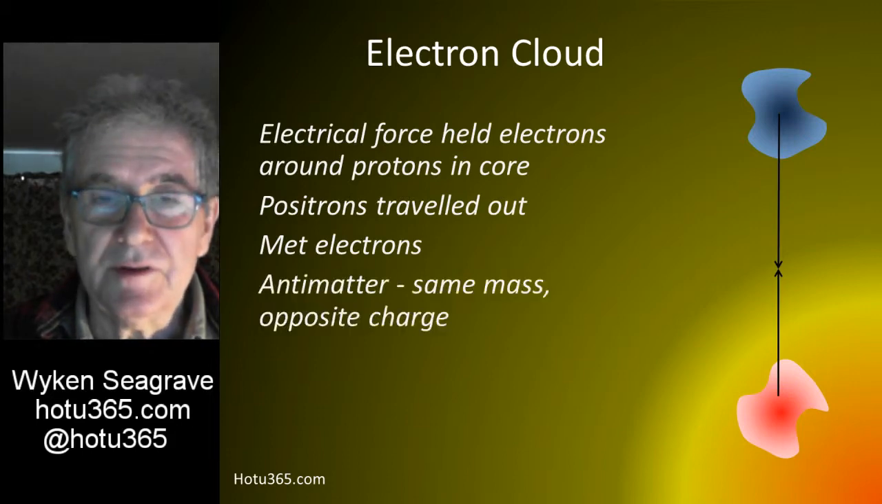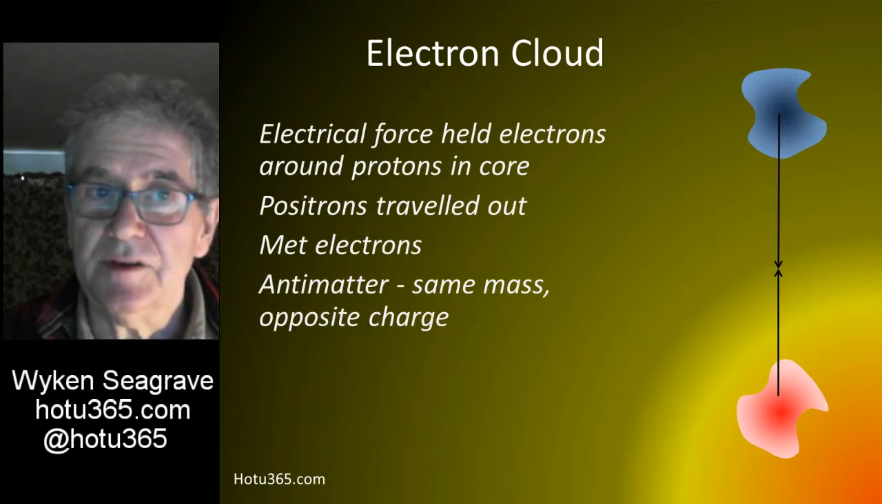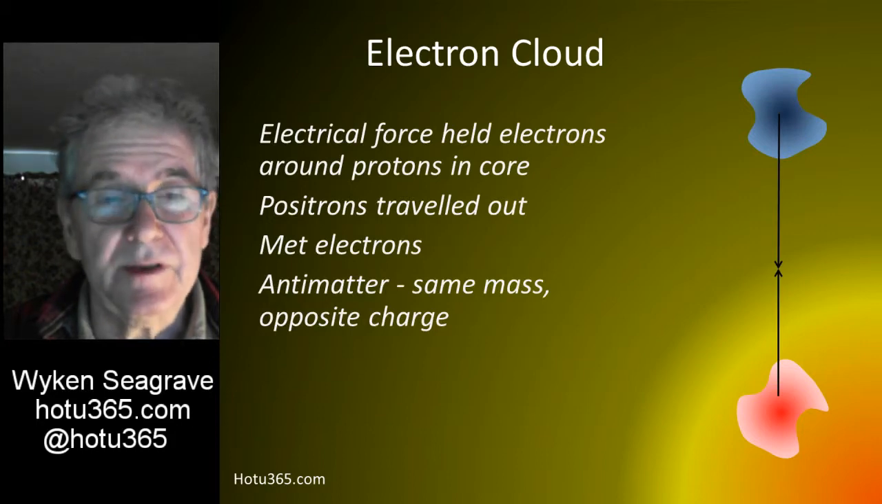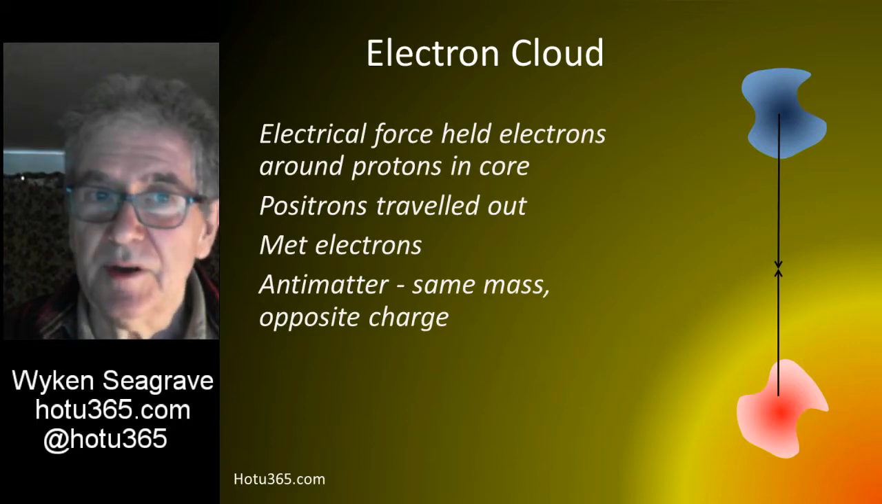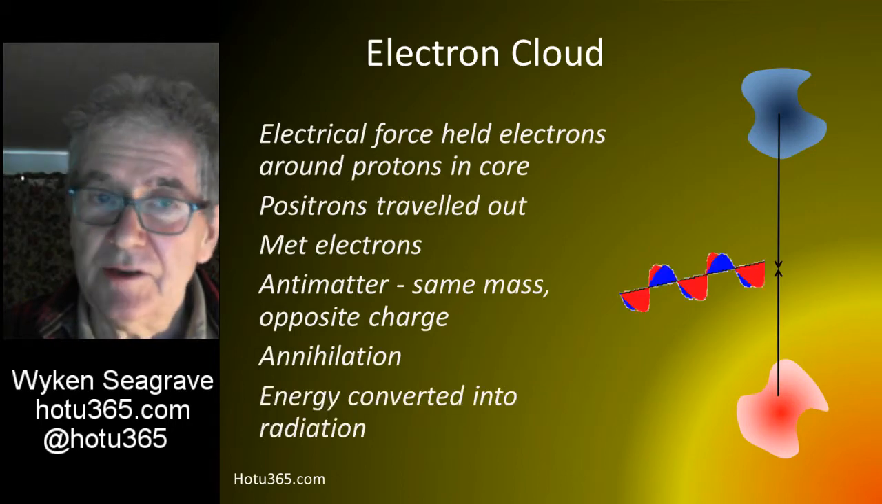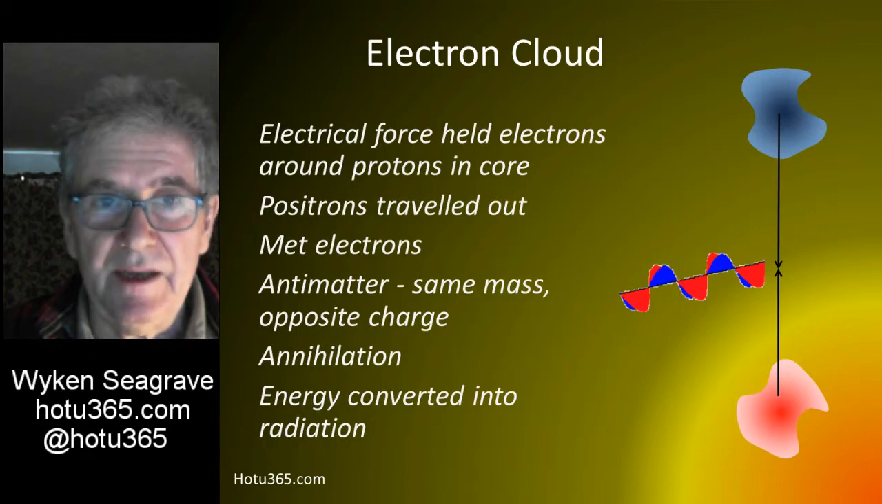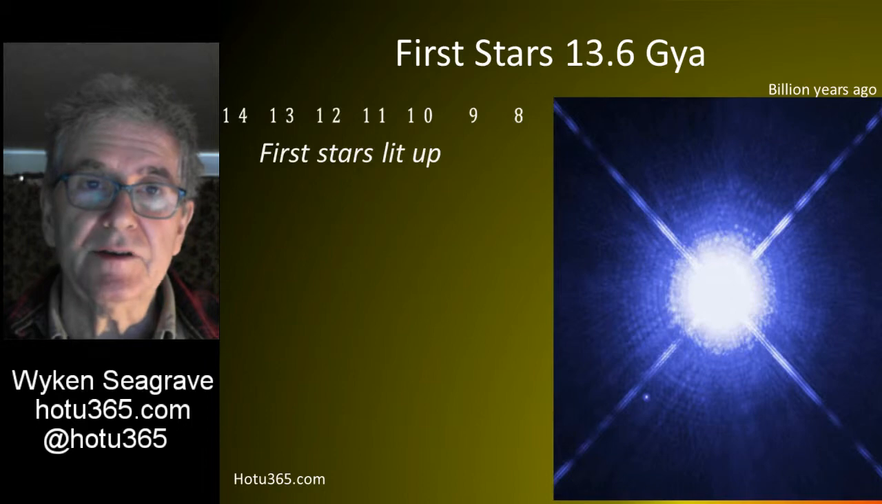Now, positrons and electrons are antimatter of each other. We discussed antimatter in episode 7. So they have exactly the same mass but opposite charge. The result is that they annihilated, and their energy was converted into radiation. So the first stars began to shine.